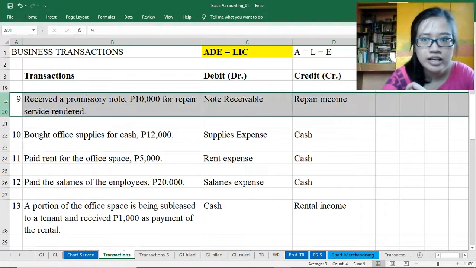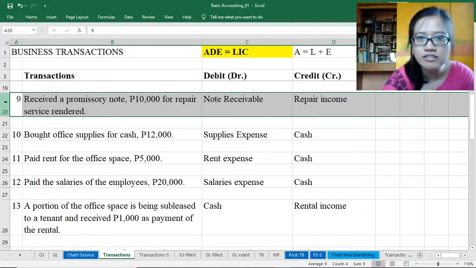And then number 9, received a promissory note, 10,000 for repair service render. So, another customer per this time, nag-issue yung customer ng promissory note. Okay, depende kasi din sa situation ng customer. Kung paano siya magbabayad, in cash ba, or accounts payable muna, or note payable nila. Na on the part naman ng business natin, edi accounts receivable or note receivable.